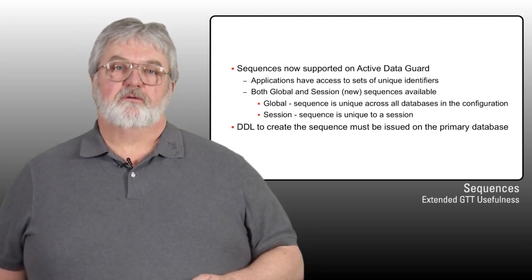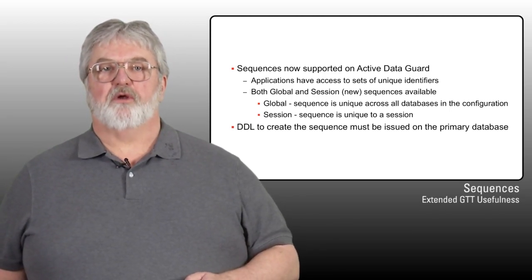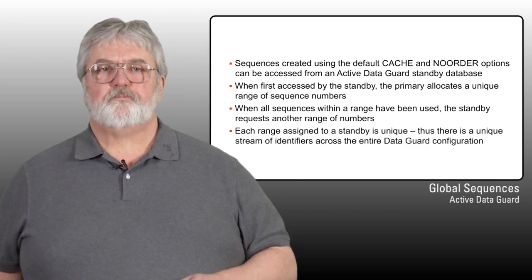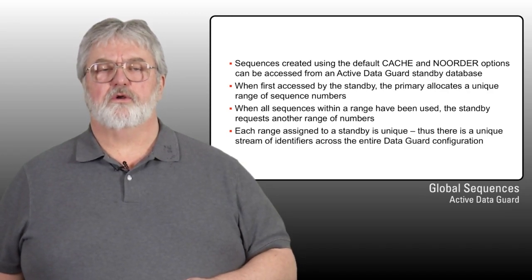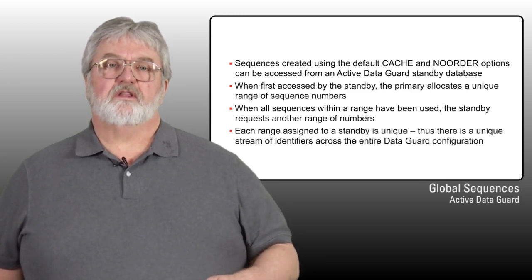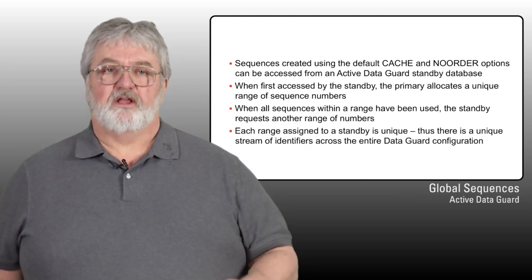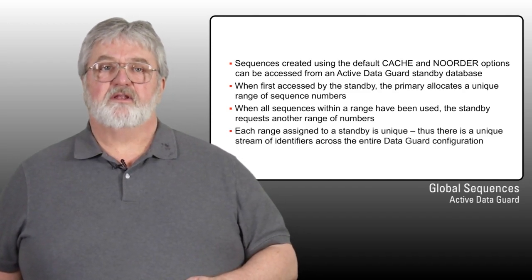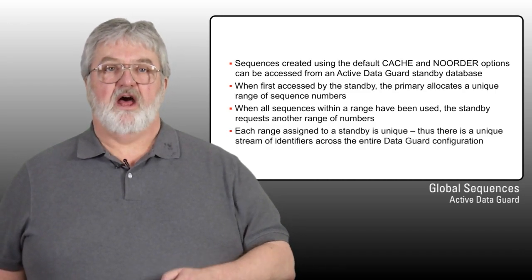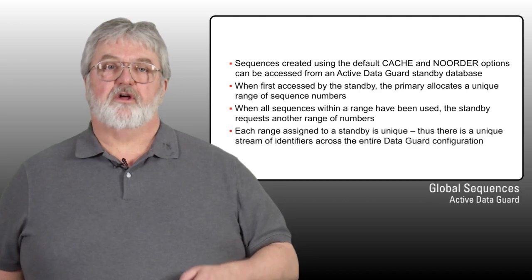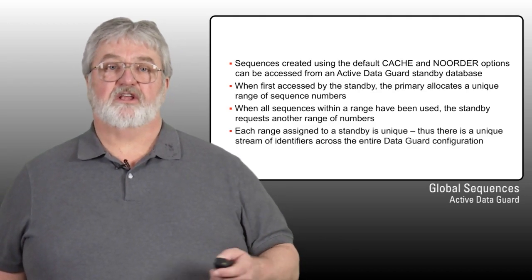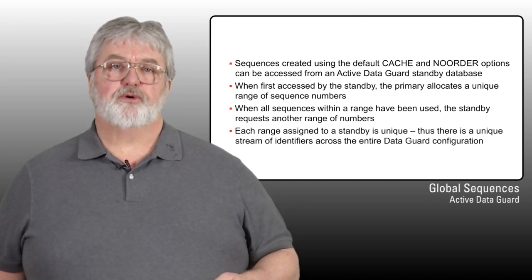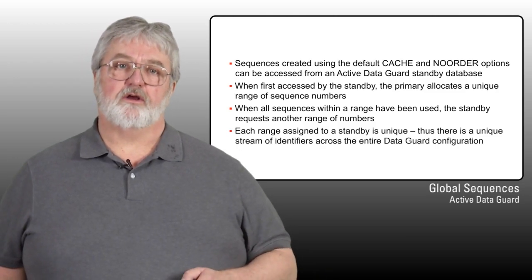As with the global temporary table, the DDL to create the sequence must be issued on the primary database so that the metadata exists in the physical standby, in your Active Data Guard standby. Global sequences, when they're created with the cache and no order options, which are the defaults, work in the manner that when a user says, please may I have the next val of this particular sequence, we actually go to the production database and obtain the next interval for that sequence. And then that standby will use that interval. If somebody else on another Active Data Guard standby or on the primary asks for the next val of the same sequence, they will get the next interval. That means that these sequences, when put together, are actually unique across the entire Data Guard configuration.